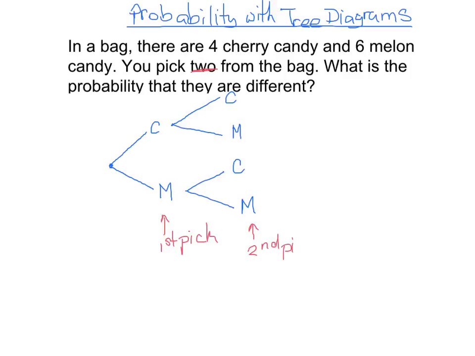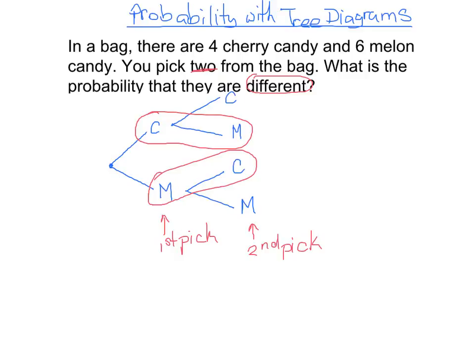Now, the question is asking, what is the probability that the 2 candy chosen are different? Well, you can have 2 different candy if you first picked a cherry and then went ahead and picked a melon. Or you can have 2 different candy if you first picked a melon and then went ahead and picked a cherry. So that's the way you can have 2 different types of candy.